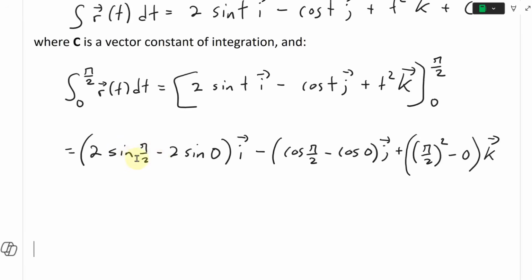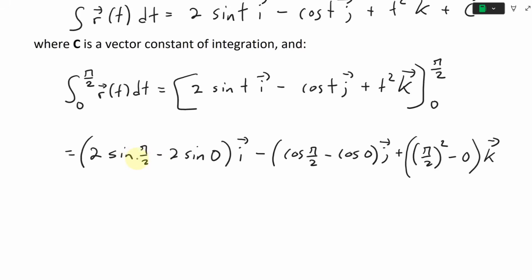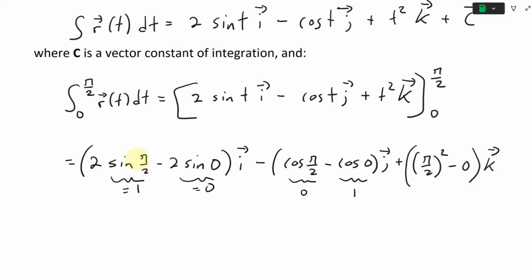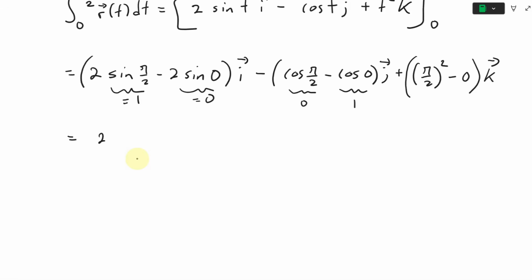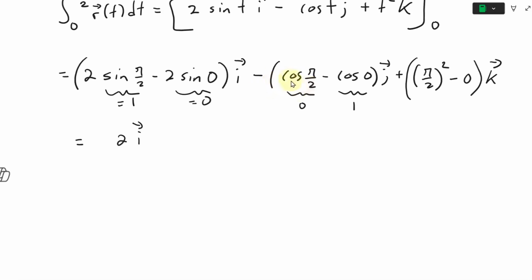Well, again, recall sine pi over 2 goes to 1. So this is 1. And then sine 0 is 0. And this one right here, cosine pi over 2 is 0, it's always, and then cosine 0 is 1. And this one is just pi squared over 4. So this equals 2i. And now this next one is going to be minus, this one's a 0, then minus 1, minus negative 1, that's going to be plus 1.